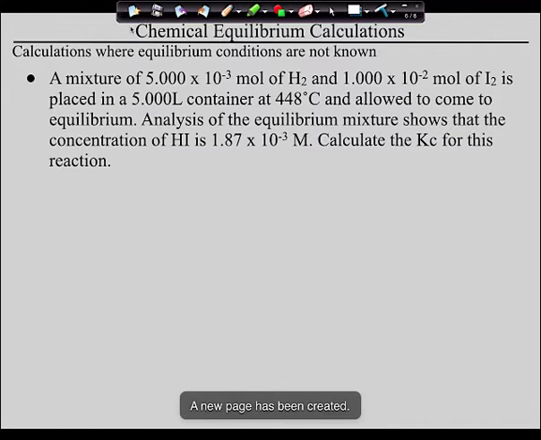So guys, now we're going to solve another one of these where they tell us nothing about equilibrium concentrations. And to do this, we need the quadratic formula.